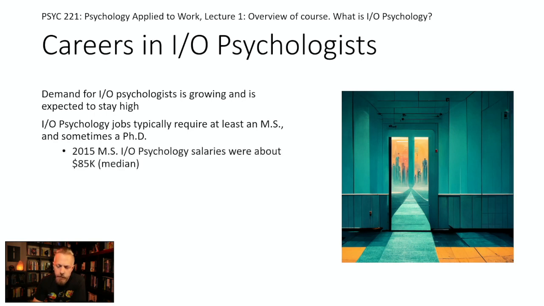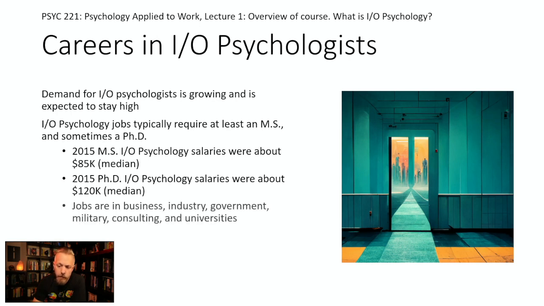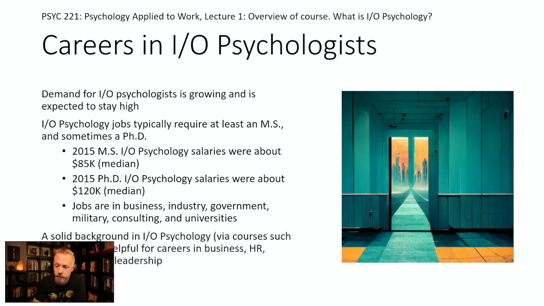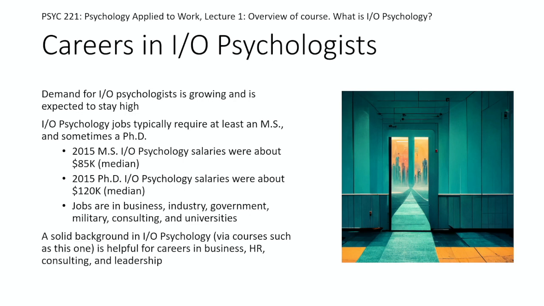These are 2015 numbers, but the median salary for IO psychologists is $85K with a master's degree and $120K for a PhD. So you can make a good living with that kind of income. A lot of the jobs are in business, but there's also government and military. There are consulting companies, some that just specialize in IO psychology and larger ones that cover a lot of things that include IO psychology, and then of course universities. Whether or not you have a direct career, you might be in the HR department and your title might not say IO psychologist, but a solid background in IO psychology can be very helpful for a number of positions.